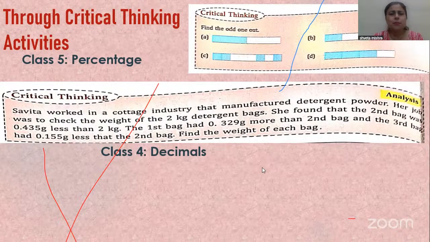Very, very simple, basic calculation for class 4. What is the weight of the first bag, second bag, and the third bag? Take some 10 seconds time.